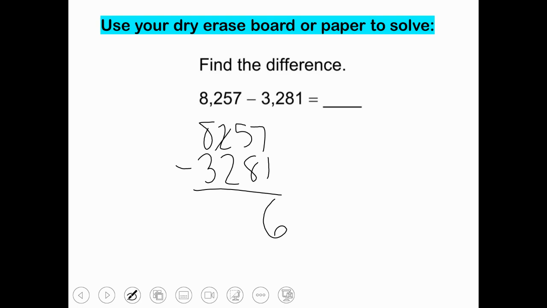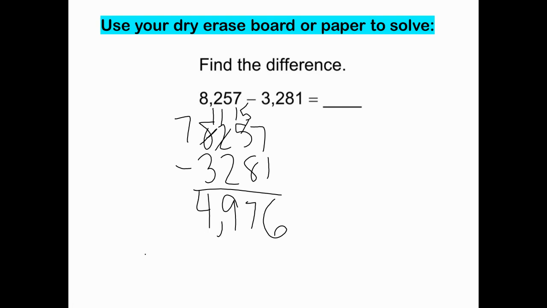That's going to still be a 5. So I'm going to come over to the 2, borrow 1. That 5 becomes a 15. 15 minus 8 is 7. Go to my next place value. 1 minus 2. Another one I can't do, right? Going to come over, cross off my 8. It becomes a 7. My 1 becomes an 11. 11 minus 2 is going to give me 9. And then 7 minus 3 is 4. So my answer is 4,976.